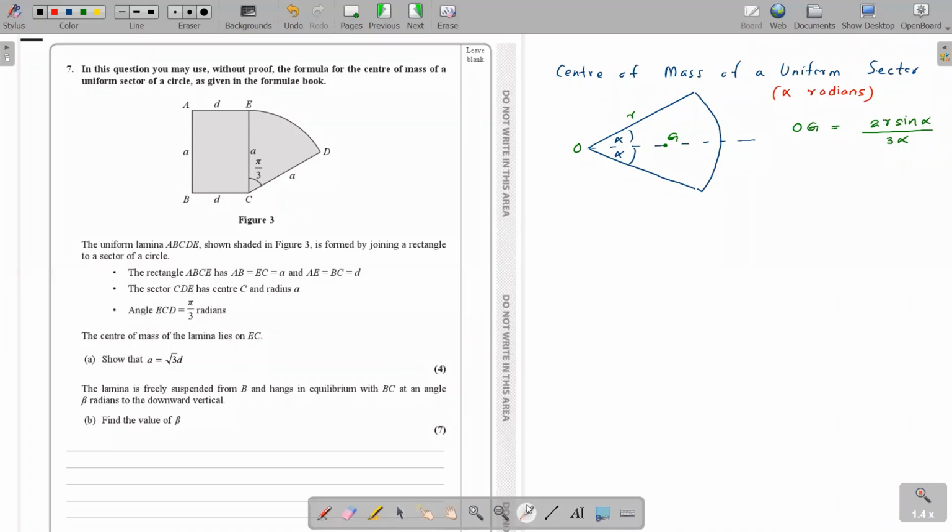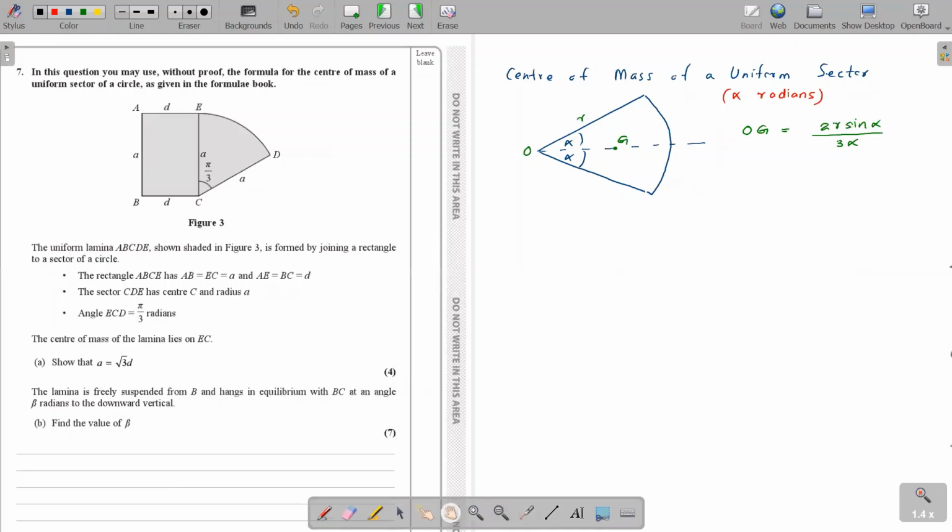Okay, moving on to question number 7. In this question, you may use without proof the formula for the center of mass of a uniform sector of a circle as given in the formula book. So the center of mass of a uniform sector as given in your formula book is, this is the equation, right? 2r sine alpha over 3 alpha.